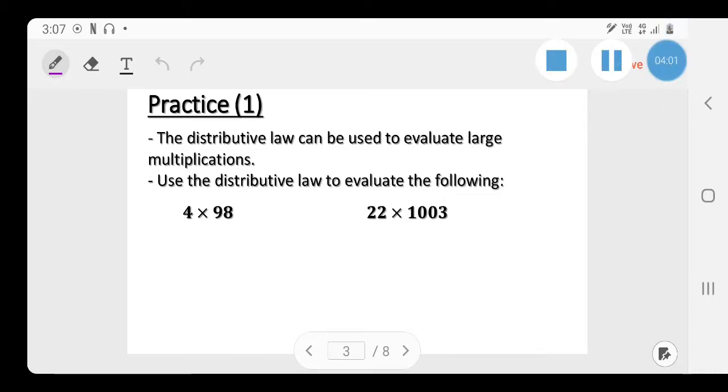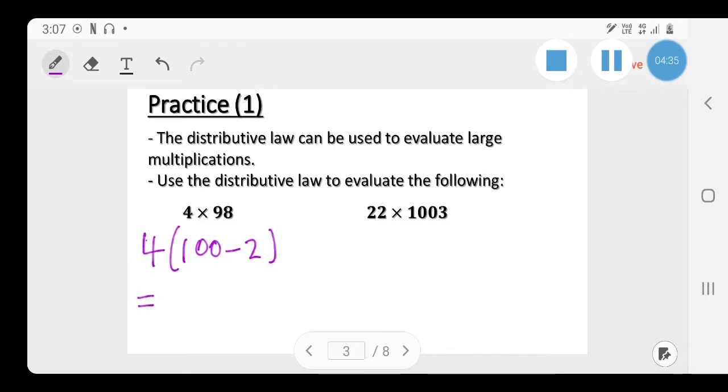Okay. Now, just to get things started, there's actually a very clever way that you can use this law, this distributive law as it's called, to solve some pretty large multiplication questions. For example, 4 times 98. Well, that is the same as 4 times 100 minus 2. We can tell that 98 is close to something like 100 or 1,000, okay?